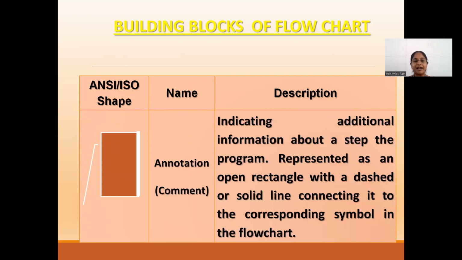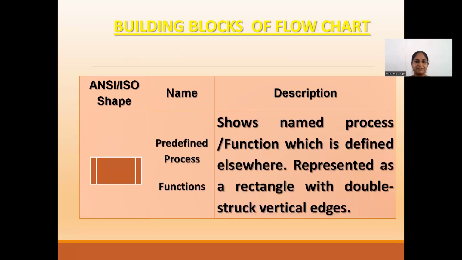And the next one is the annotation symbol, comment. It indicates additional information about a step of the program. It is represented as an open triangle with a dashed or solid line connecting to the corresponding symbol of the flowchart.